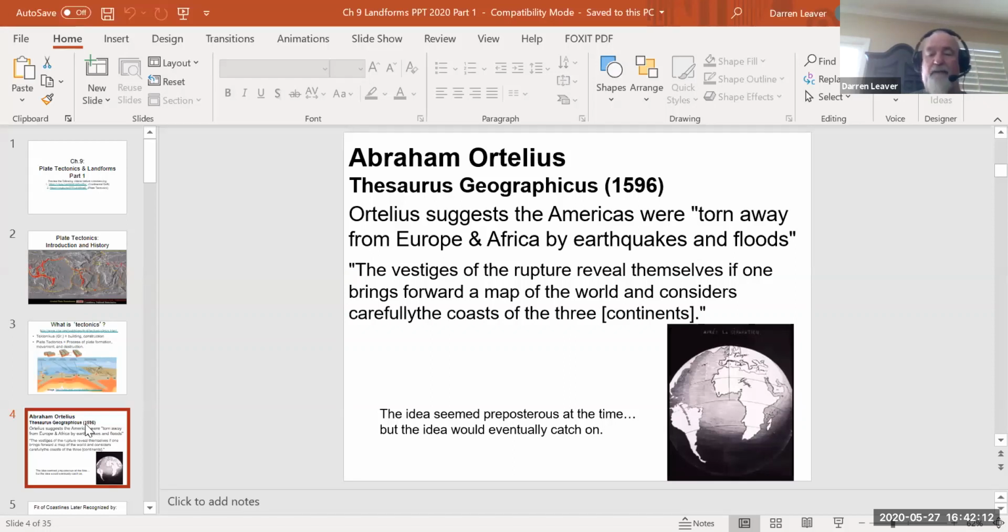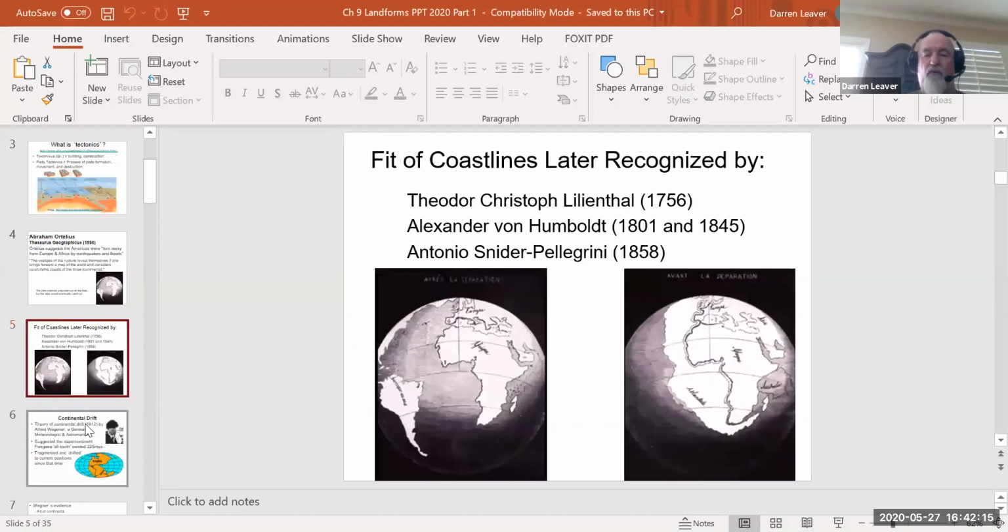Now the idea looked like, hey, that's a nice coincidence that they fit, but there's no way that ever happens. The world was created in a certain way. Well, the idea did keep coming back over and over again as scientific exploration and scientific thought progressed through the 17th and 18th centuries. We see this idea coming up in the 1750s, the 1800s, 1858. In fact, this drawing was done by Antonio Snider-Pellegrini in 1858, and it is showing that nice fit, that these continents fit very well, and maybe they were at one point together.